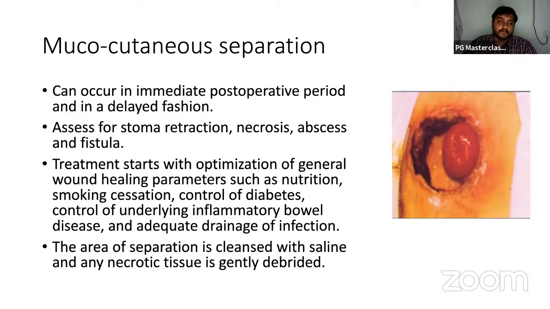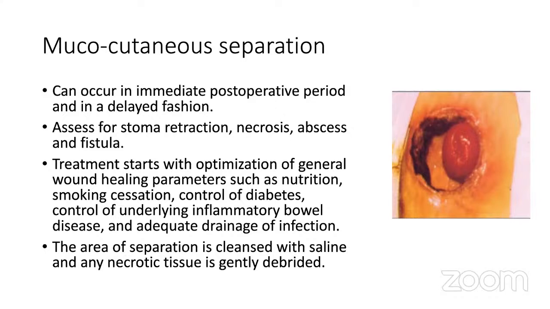Treatment starts with optimization of general wound healing parameters such as nutrition, and smoking should be ceased. The most important step in this condition is, if you have passed an infant feeding tube beneath the mesentery, you have to fix that mesentery with the dynaplast, making a figure of four. You fix this so it will not give rise to retraction. The bowel loop remains there. That is the most important thing.